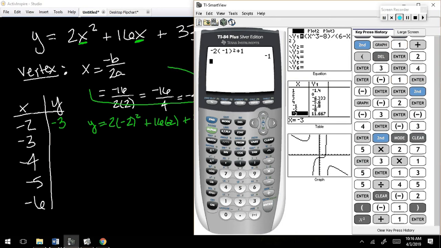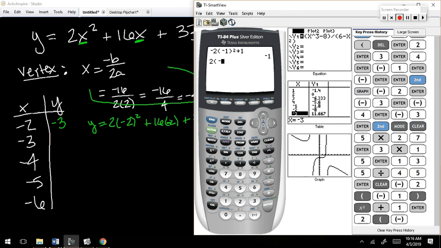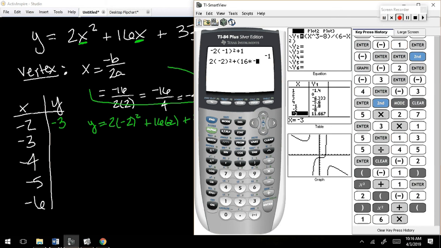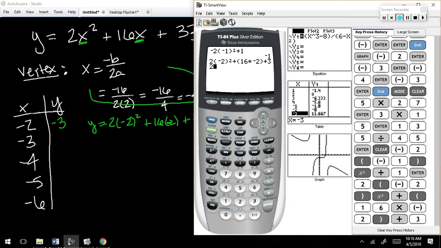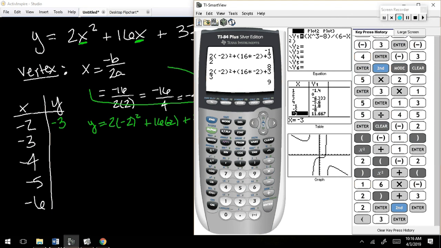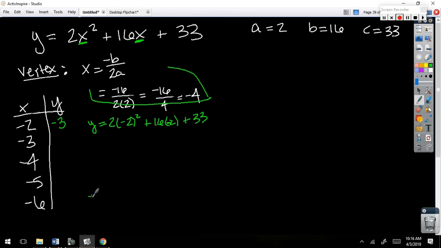Let's do it. I got 2 times -2 squared plus 16 times -2 plus 33. And what are you doing? What is it plus what? 33? I didn't put parentheses around the 16 times -2. You have to do that to make sure it works. You most likely don't have that on your paper. We'll make a note to do that.